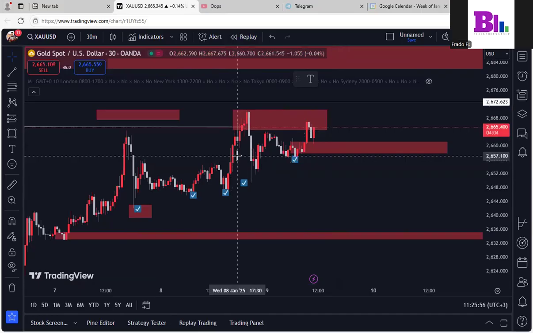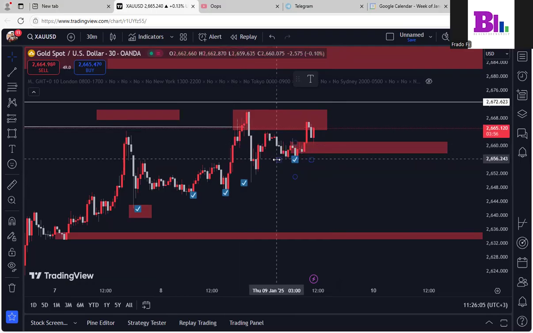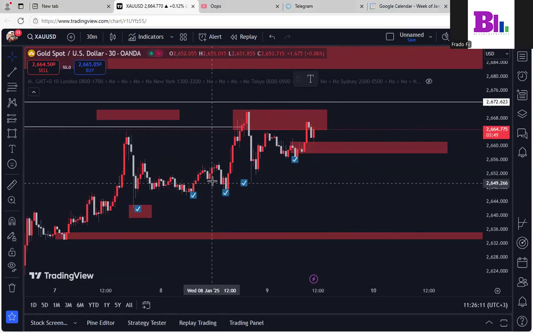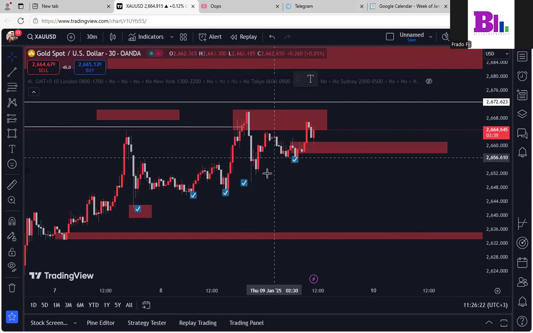It is not very strong because it just breaks this structure, a very minor break of structure here. So we are still waiting for this. You can see those guys who are trading lower time frame, even at this point, you could have had your order broken. You could take some pips here.